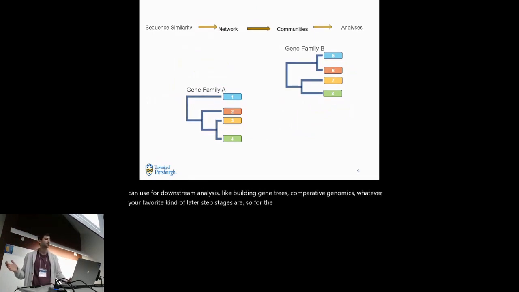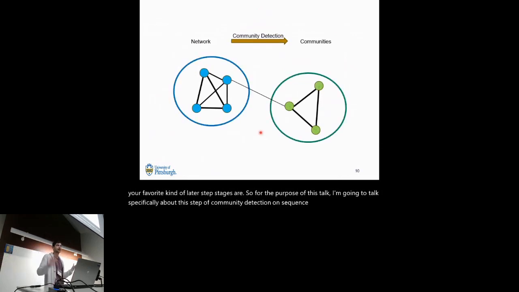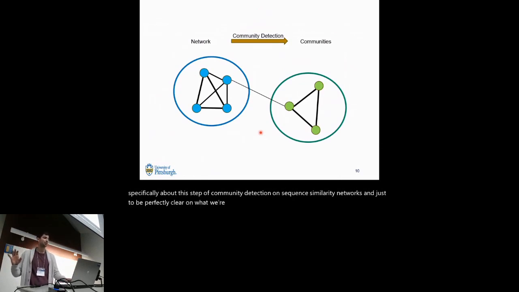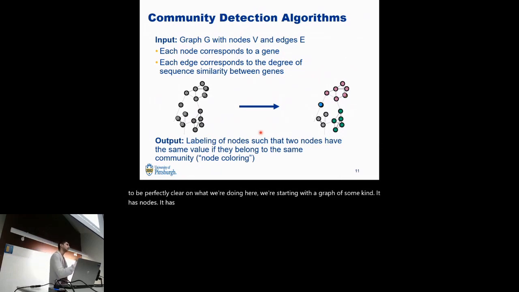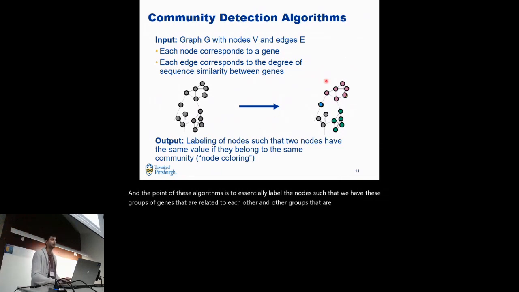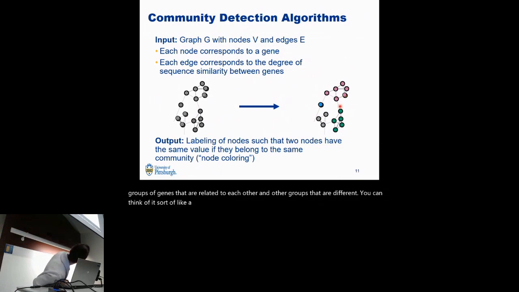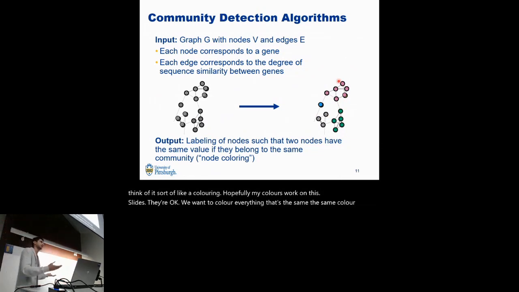So for the purpose of this talk, I'm going to talk specifically about this step of community detection on sequence similarity networks. And just to be perfectly clear on what we're doing here, we're starting with a graph of some kind. It has nodes, it has edges. Our nodes are genes, the edges are how similar the genes are. And the point of these algorithms is to essentially label the nodes such that we have these groups of genes that are related to each other and other groups that are different. You can think of it sort of like a coloring. We want to color everything that's the same, the same color, and different genes, different colors.